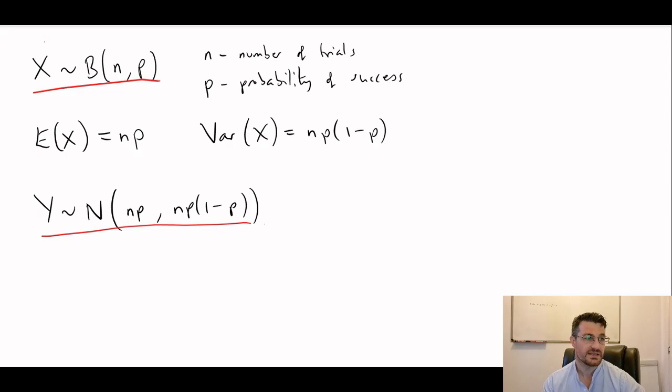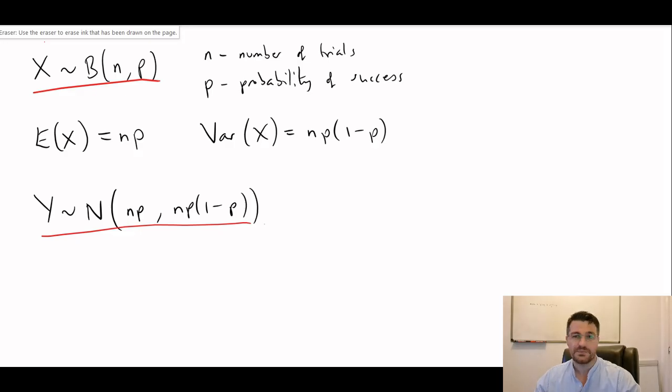Now, this is on the understanding that n is going to be sufficiently large and that p is not too far away from the value of a half. Okay, so if you're familiar with the appearances of binomial distributions, when p is equal to a half, you get a nice symmetric distribution.